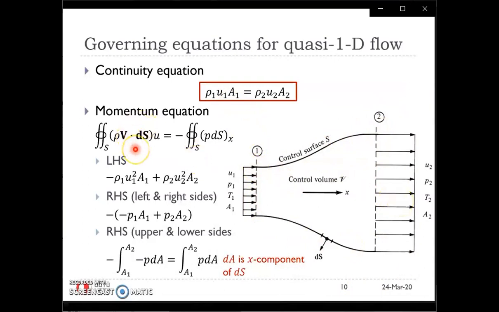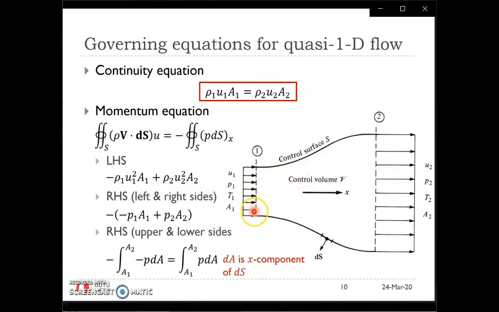If we write the momentum equation, in the momentum equation, the incoming momentum versus the exit momentum, so rho U square A, rho 1 U1 square A1 versus rho 2 U2 square A2, if they are not the same, if there is a momentum imbalance, that has to be balanced by forces. So that's the second law of motion, Newton's second law of motion, right? So basically, that has to be balanced by pressure forces in this case.